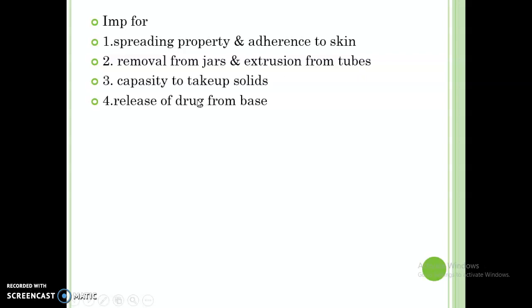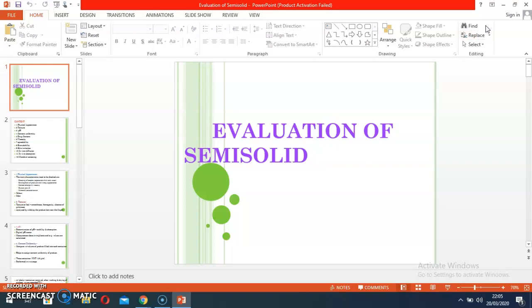Then capacity to take up solids means how much drug we can incorporate into your semi-solid bases, and release of drug from a base means how the release takes place from the vehicle to the epidermis, and then it is transferred to the systemic circulation. Okay, so all of these come under the evaluation of semi-solids.